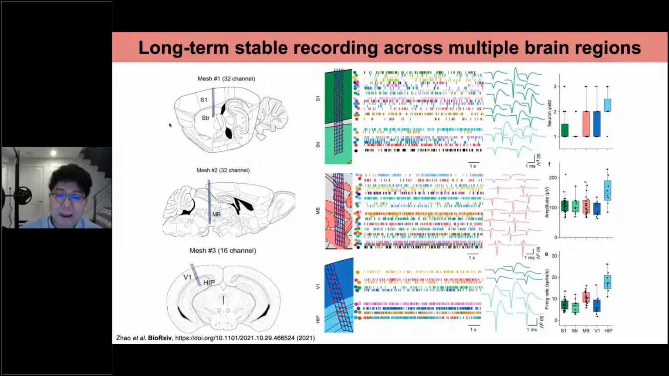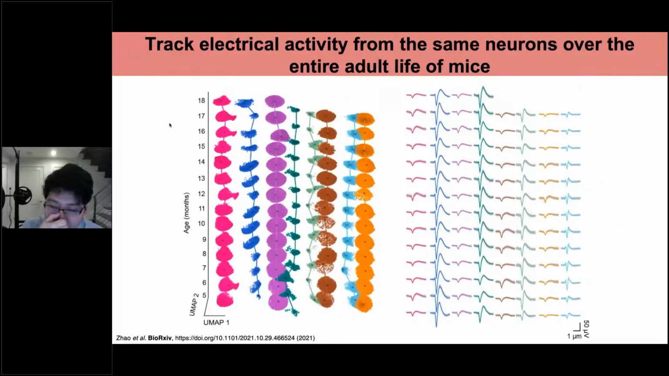So using those mesh electronics, we can record brain activity across multiple brain regions to capture region-specific electrical properties. The most striking result is that we can even capture the same neural activity over the entire adult life of a behaving mouse. This is a continuous recording over 14 months of implantation, from when the mouse was 5 months old to 18 months old, until its natural death.